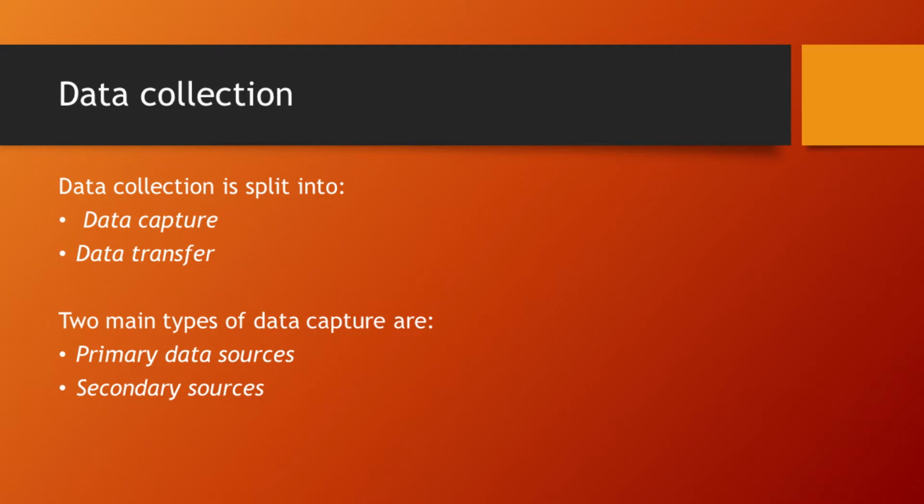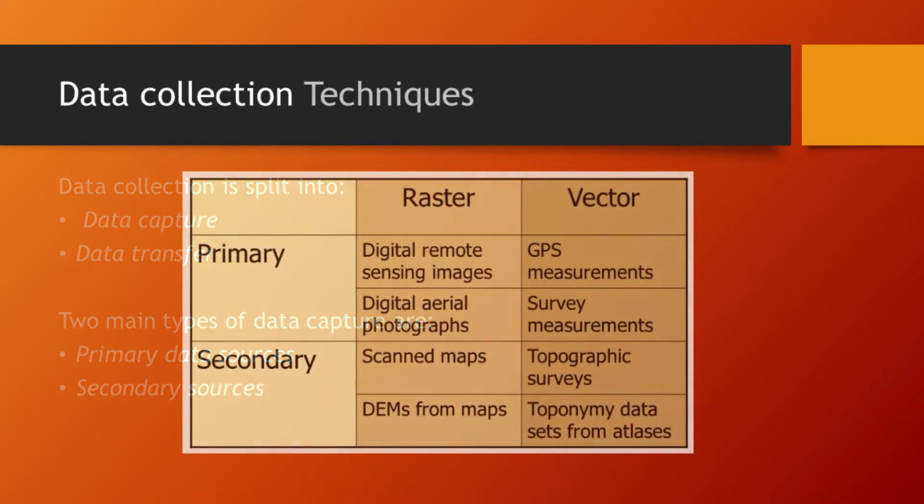There are two main types of data capture. Primary data sources are those collected in a digital format for specific use in the GIS project. The secondary sources are the digital and analog datasets that were originally captured for another purpose and need to be converted into a suitable digital format for use again in the GIS project.